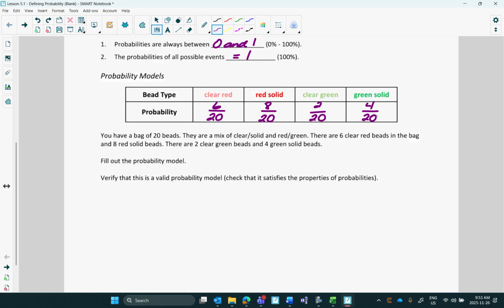The question is it valid? Okay, well, first condition is met. All probabilities are between 0 and 1.